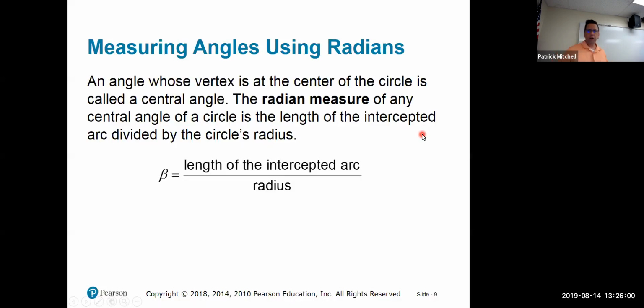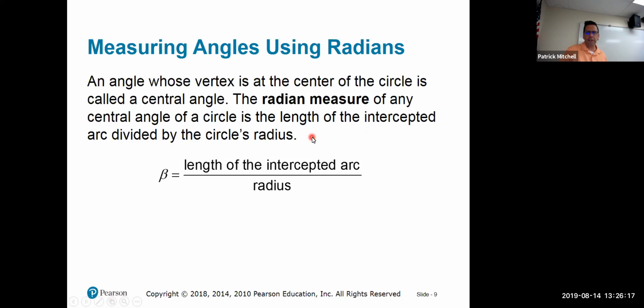All right, so it turns out in calculus, it's very important when you're doing certain kinds of problems to measure angles in radians instead of degrees. So on this slide, we have the definition of radian measure.